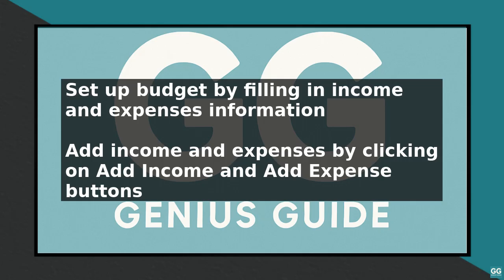After setting up your budget, you can start creating your savings goals. Click on the Savings Goals tab and then click on the Add Goal button. Choose the type of goal you want to create, such as saving for a vacation or a down payment on a house. Enter the amount you want to save and the date by which you want to achieve your goal.